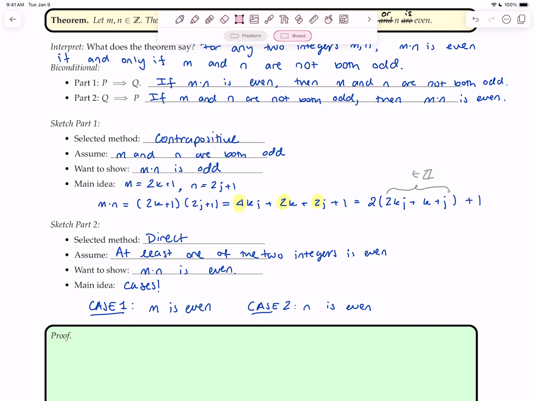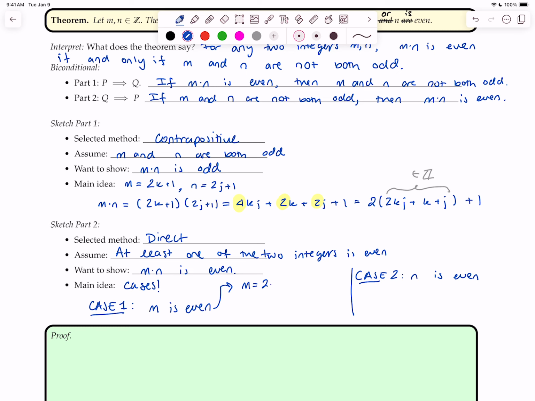And in each of these cases, if M is even, well, then we know that M looks like 2 times k, and we want to show something about M times N. Well, let's look at M times N. I don't really know what N looks like in this case, but I know what M looks like, so I can replace it. So 2 times k times N. Oh, but this looks good because we want to show this is even. So we have 2 times k times N, and that k times N is an integer. So it's even. So that's looking pretty good.